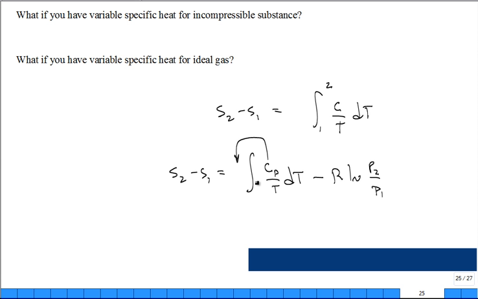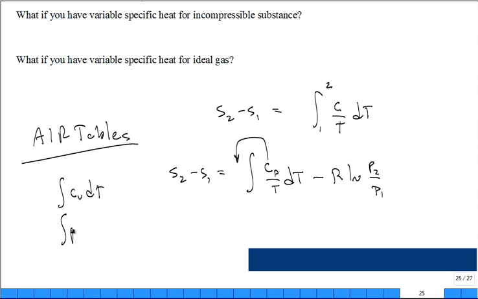Guess what? Air tables. Did you ever use the air tables for looking up enthalpy, internal energy as a function of temperature? All they really did was integrate that C sub v dT and that integral C sub p dT, right? They did a better job of accounting for how the temperature-dependent properties of air at elevated temperatures move. This is how they account for the temperature-dependent specific heats in the air tables.